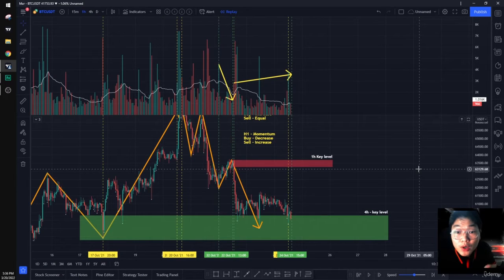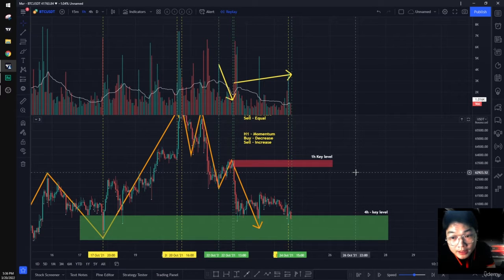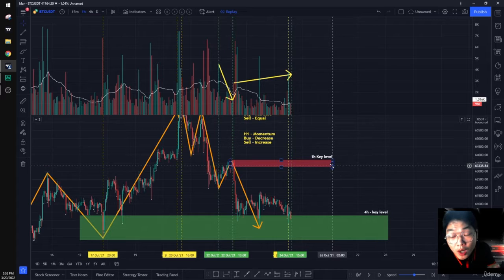So what you need to do at this time is wait for price to break out of the 1 hour key level to confluence with the trends, because at this time the 1 hour time frame is still in a down movement until price can break out of the 1 hour key level. The 1 hour is the strongest selling zone. It means that price can then come into an up movement confluent with the 4 hour trend.